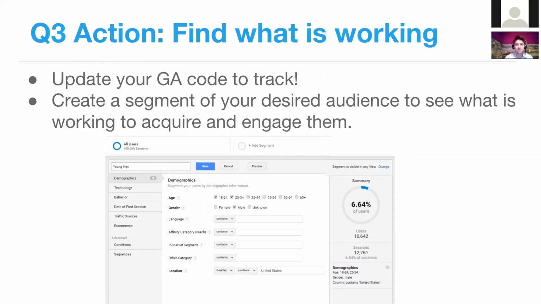Making good progress. Q3, action. What do we do? Look, we find what's working. We update our GA code to track information. We can create a segment of our audience to see what is actually working. So in this example, let's say we want to see how the YMCA, the young men, are doing on your website. We can type in our segment. We go in, we click age boxes 18 to 24, 25 to 34. We check male. It's giving us a little summary saying, okay, yeah, we have a summary of these kids. And we then save, submit, and we can use it as a segment.